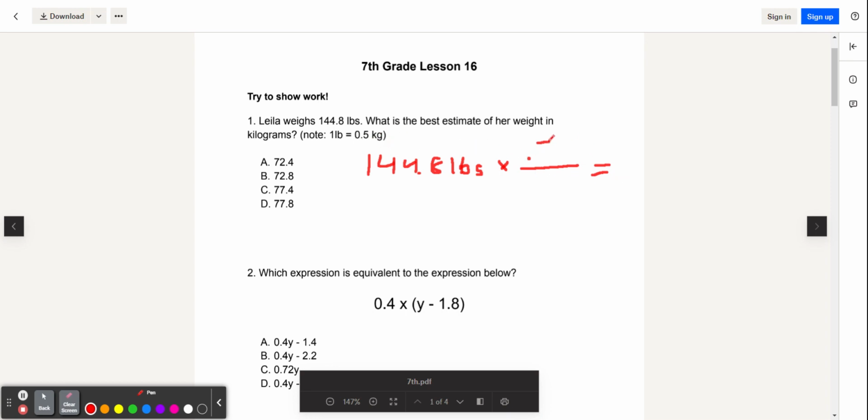We want kilograms. So that means kilograms should be on top and pounds should be on bottom, because we want the pounds to cancel out. And now it's just 144 times 0.5. Multiplying by 0.5 is the same as dividing by 2. So this is simply 72.4 kilograms, and this will give us our final answer of A.